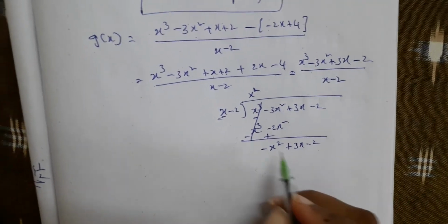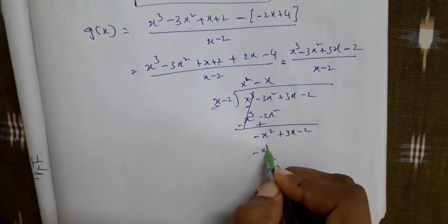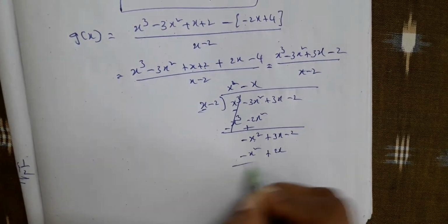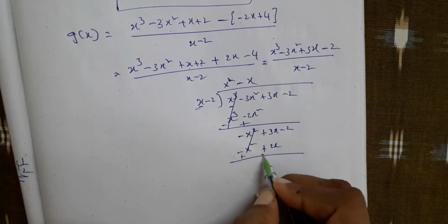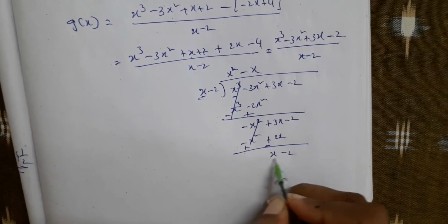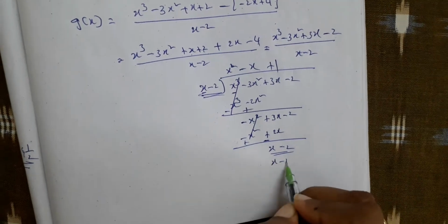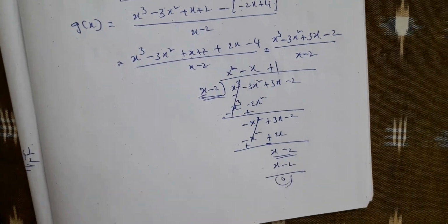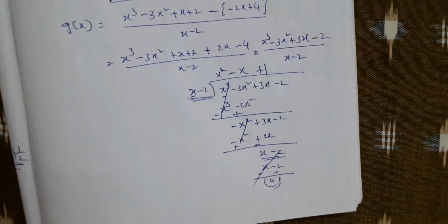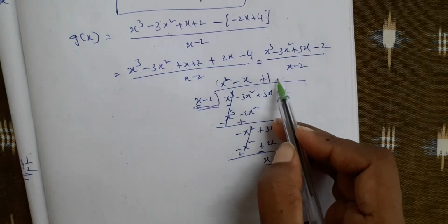Now the next one is minus x square. So I'll multiply with minus x: minus x square minus of minus plus 2x. So now signs will change. 3x minus 2x is x, minus 2. So here is x minus 2, here is x minus 2, plus 1 time. We got the remainder to be 0, because on subtraction, this will get cancelled. So what did we get the quotient value to be? X square minus x plus 1.